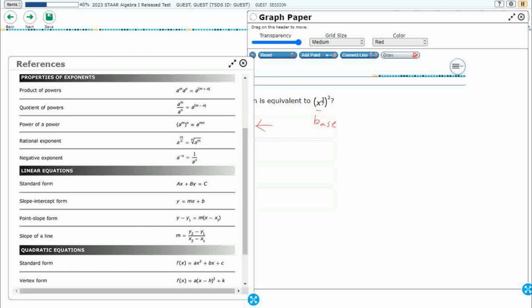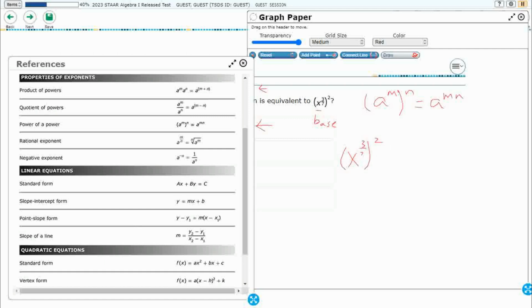Power of a power. So that's a to the m power, and then taken to the n power is just the same as multiplying those two, m times n. Whereas if you do the product of powers, a to the m times a to the n ends up adding the two powers, right? So there's a difference between power of a power versus the product of powers.